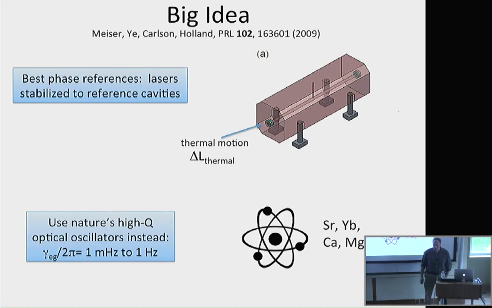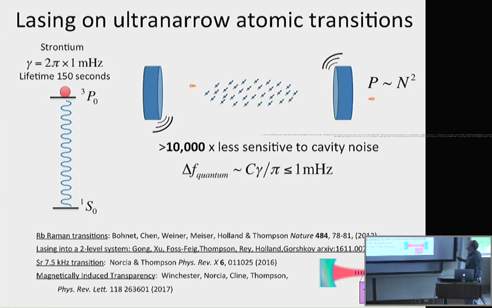So what I'm going to be telling you about is lasing on an ultra-narrow atomic transition. In particular, we're going to take advantage of the triplet P0 to singlet S0 transition in strontium. This is a triplet to singlet transition, which means it shouldn't happen. As a result, it ends up with an extremely long radiative lifetime of 150 seconds. That's crazy long. It's longer than I'm going to spend on this slide. Atoms shouldn't be allowed to do that, but it's because of the doubly forbidden nature of the transition. In terms of a clock, that means it's a millihertz clock transition.